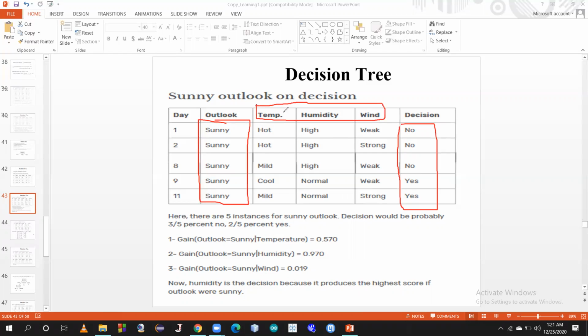So what we'll have to do is again split on another of the three remaining attributes: temperature, humidity, or wind. We calculate the information gain of decision with respect to temperature, humidity, and wind, check which has the highest value, and then choose that attribute to split on.